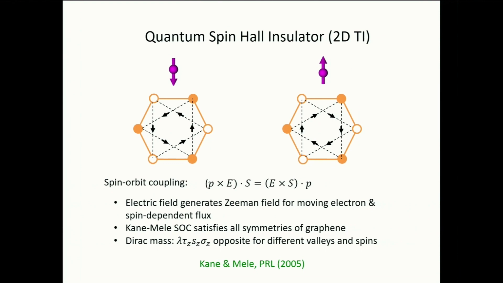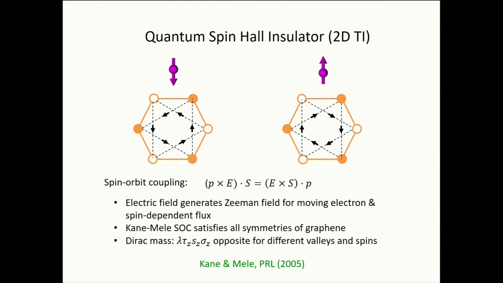So this means that an electric field actually creates a spin-dependent flux. In other words, there's a vector potential which is opposite for the 2 spin states due to the electric field. And vector potential couples linearly to the electron momentum, right? So this second way of looking at spin-orbit coupling is useful here. This explains why there is a spin-dependent flux that is allowed by the symmetry of graphene.